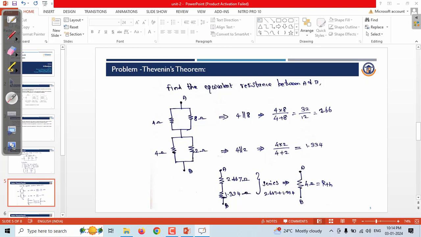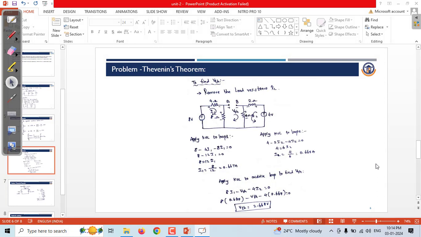Next, we have to find out VTH. For finding VTH, we have to remove the load resistance. So I removed the load resistance, and we have three loops: loop 1, loop 2, and the center one is loop 3. Right, so between A and B, we have to find out the Thevenin voltage.